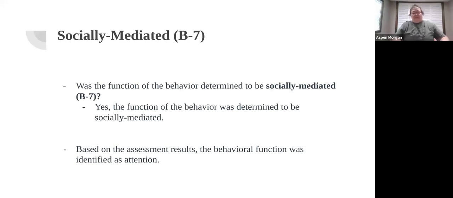Socially mediated, B7. For this, the question was, can you determine the function of behavior as being socially mediated? For this case study, yes, the function of behavior was determined to be socially mediated. Based on the assessment results, the behavioral function was identified as attention.